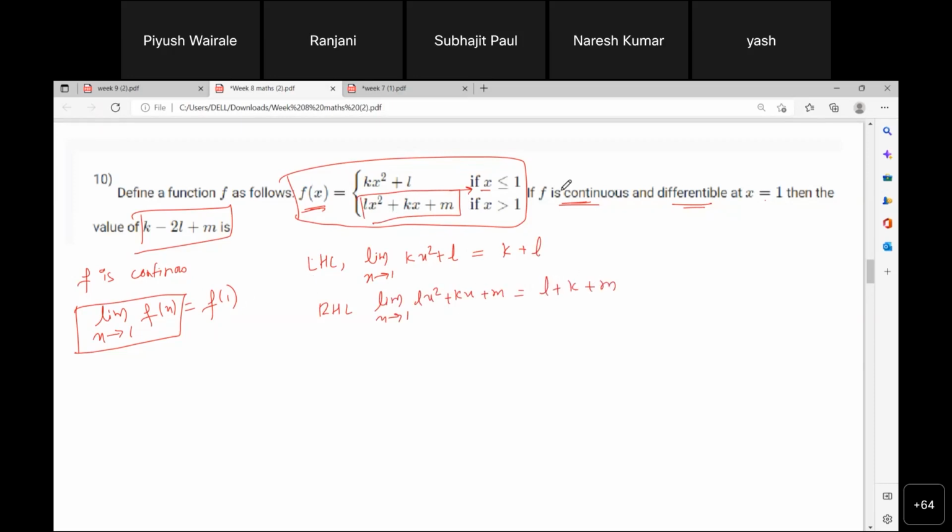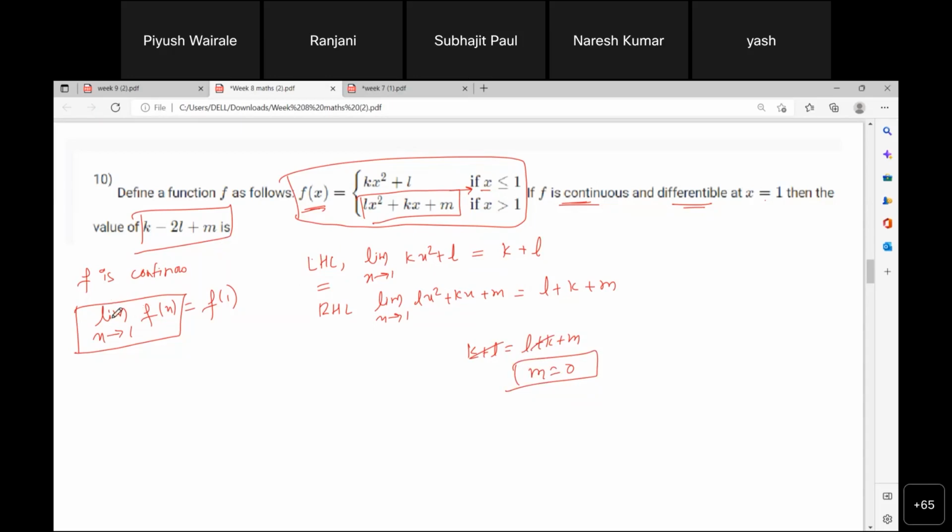But as f is continuous, this limit should exist. That means the left hand limit must be equal to the right hand limit, right? So x plus l equals l plus k plus m. So this will get cancelled, and I get m equals to 0. Right? So I get m equals to 0 here.